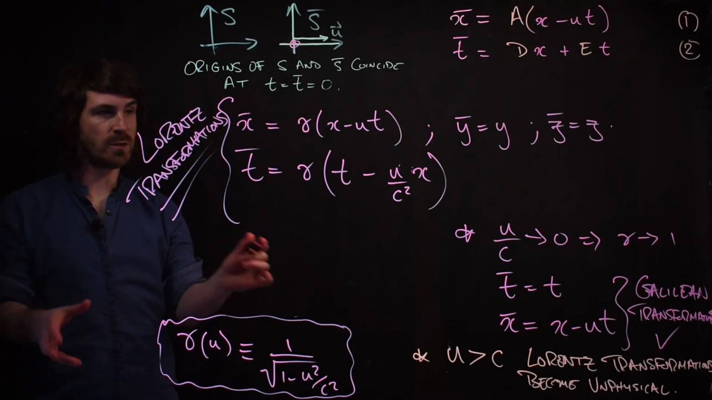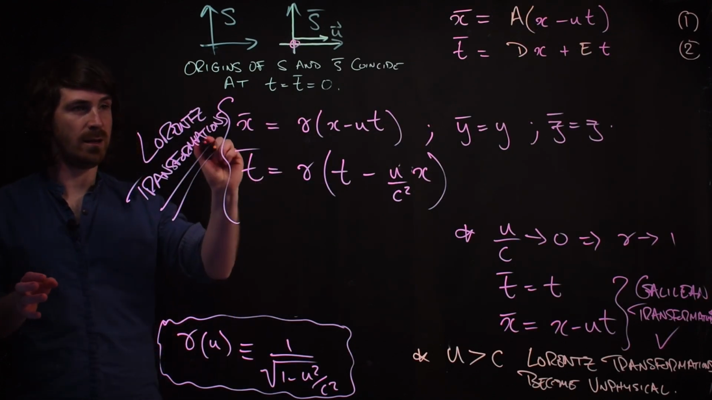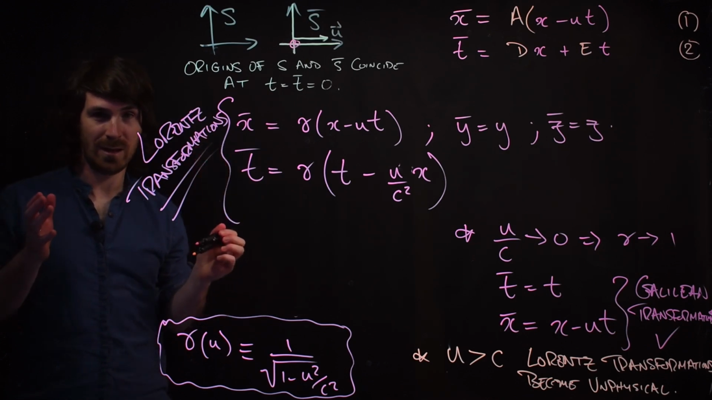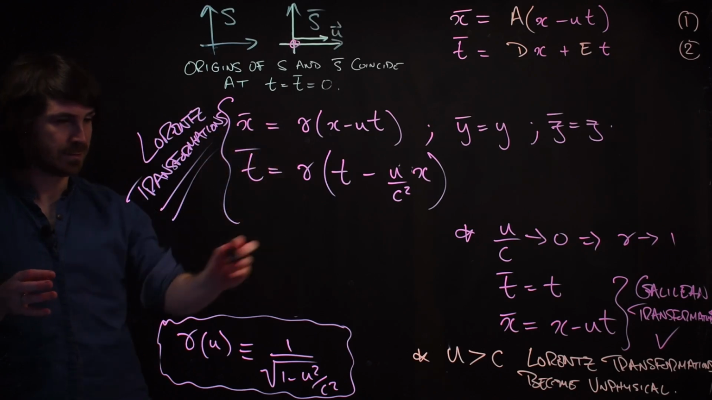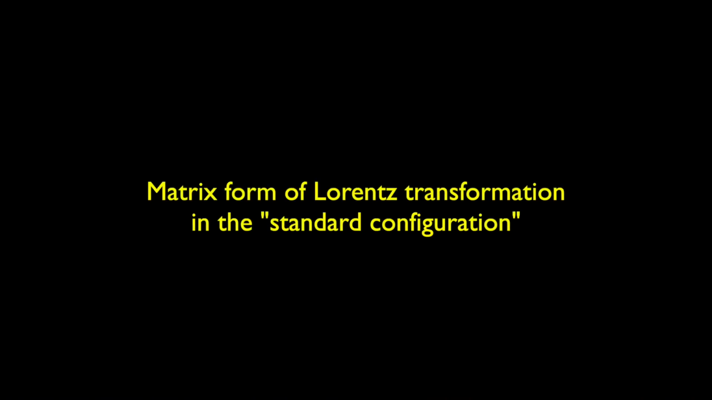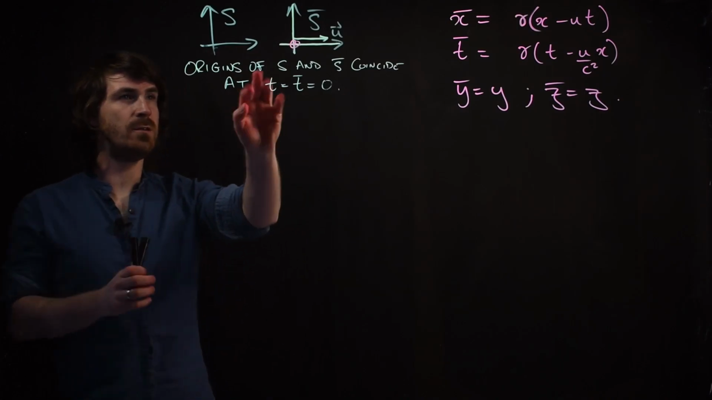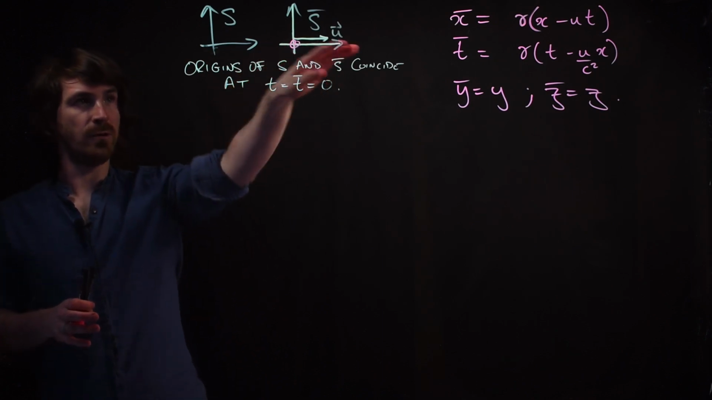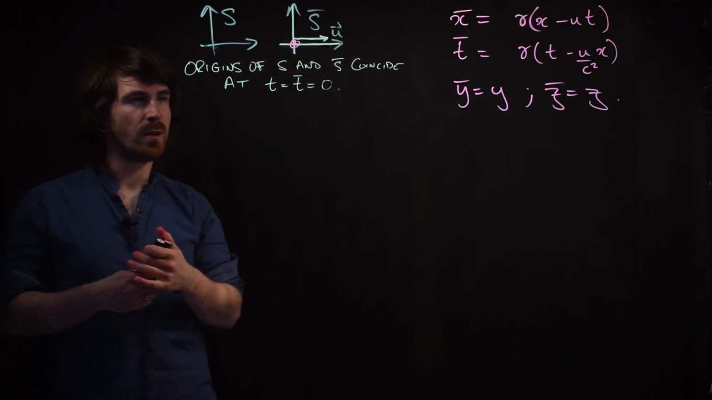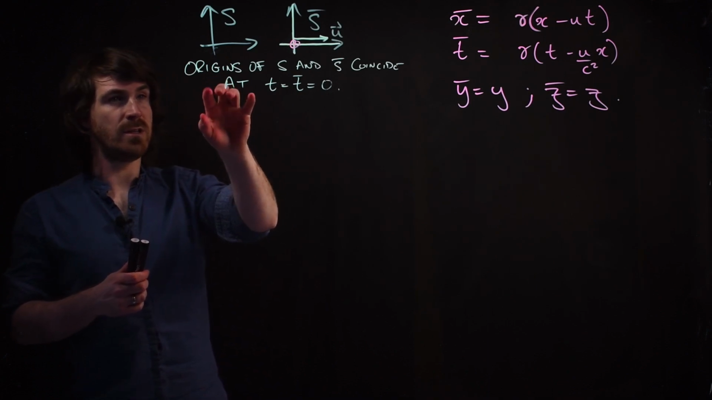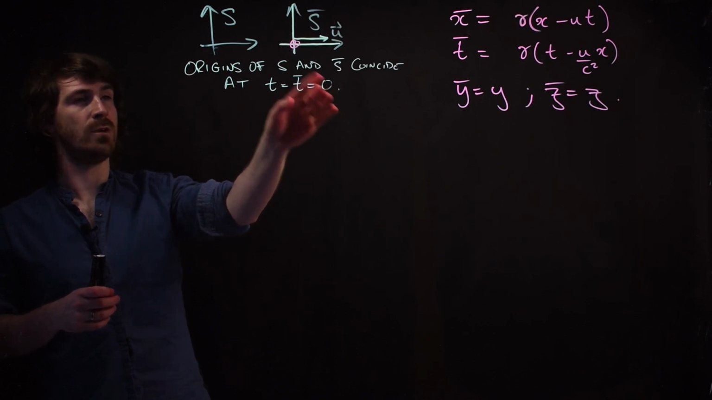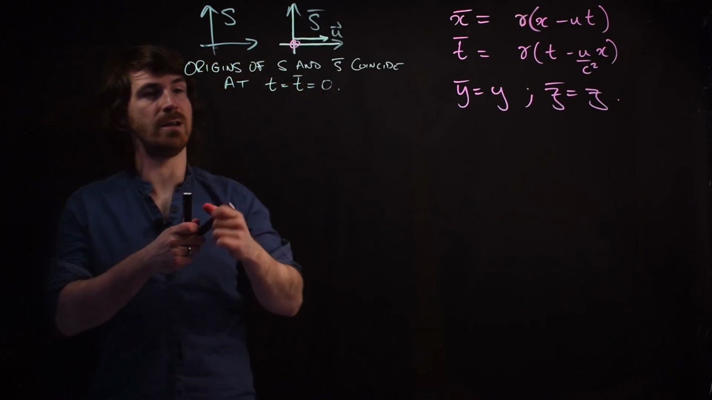So before we look at the consequences, let me just write down a more convenient and easier to remember form for these guys. So for the case in which s bar moves away from s with a constant velocity u along the x direction of s, under the condition that the origins overlap or coincide at t equals t bar equals 0, and this is called the standard configuration.